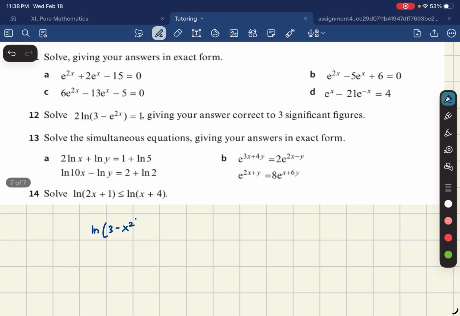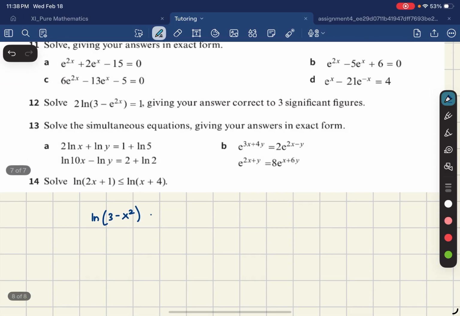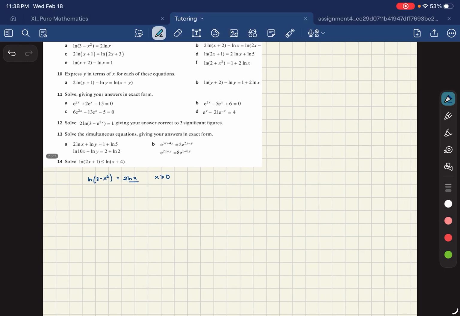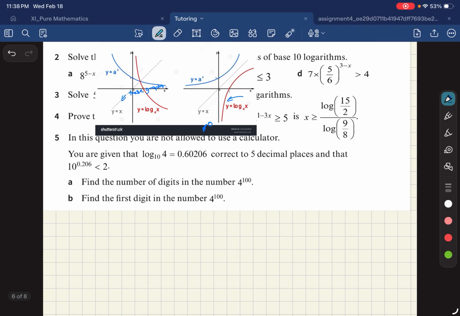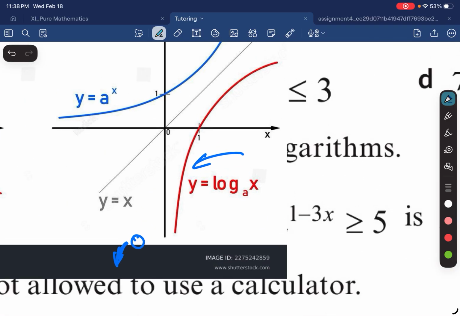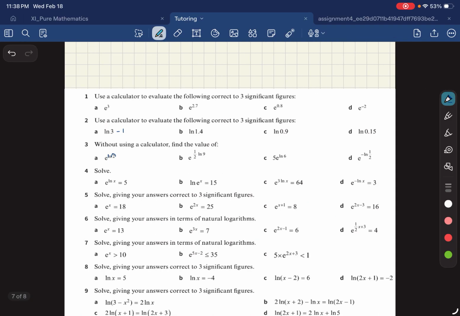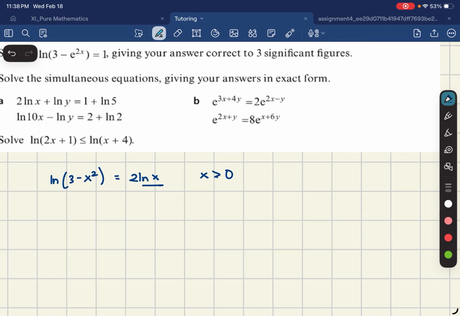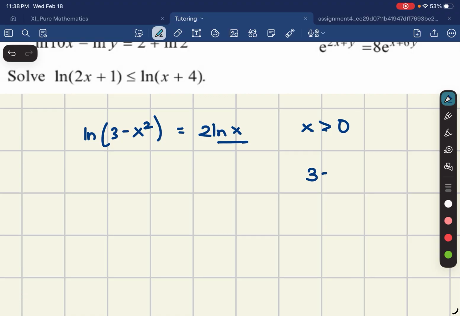ln of 3 minus x squared is equal to 2 ln x. And from this side, we know x has to be greater than 0, the same idea that we were talking about. If you look at the graph, x is always greater than 0 for any log function. So x has to be bigger than 0, and 3 minus x squared has to be bigger than 0.